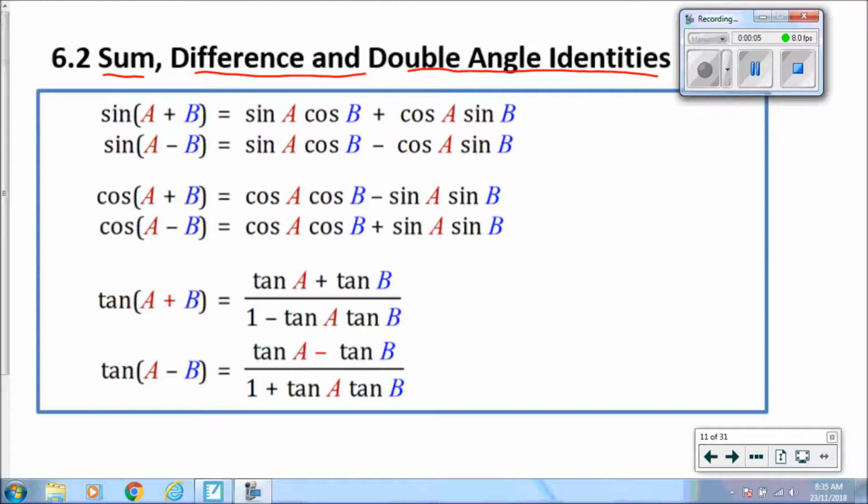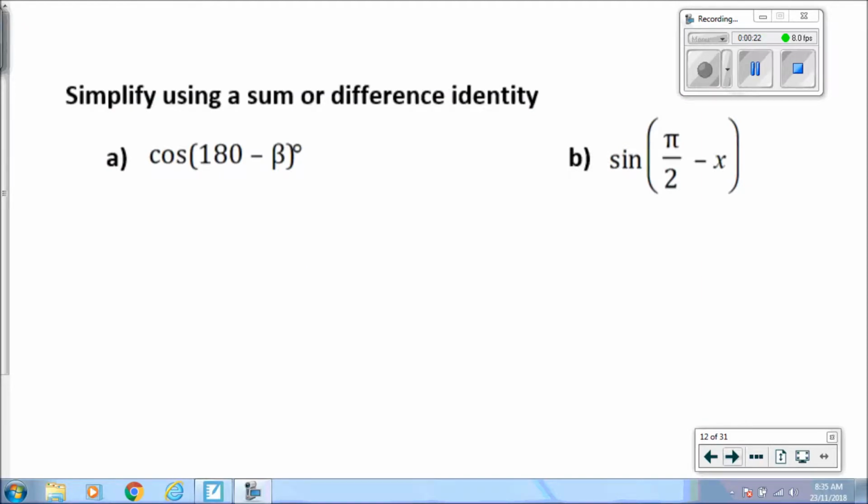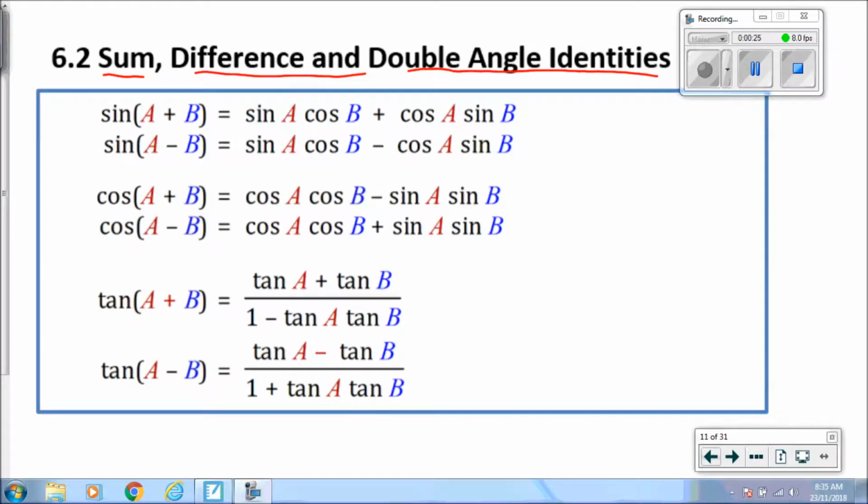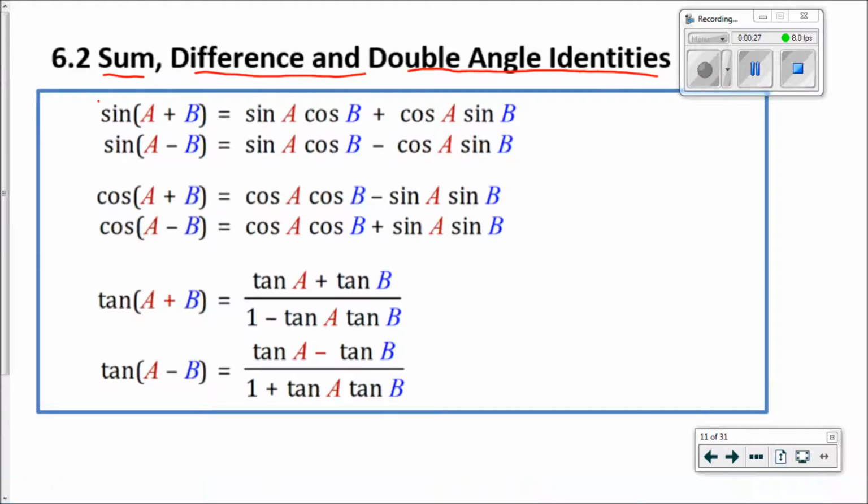Okay, this lesson is on sum, difference, and double angle identities. In this video we will be looking at only a part of the lesson, and then we'll finish the other part in class. If we look at these identities here, there are two for sine, showing the sum of angles A and B, or the difference, ditto for cosine, and then down here for tangent.